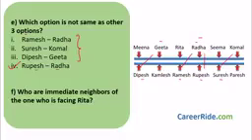Okay, who are immediate neighbors of the one who is facing Rita? Who is facing Rita? Ramesh. Ramesh is facing Rita. Who are immediate neighbors of Ramesh? Kamlesh and Rupesh. This is the answer. Kamlesh and Rupesh. See how easy it is with the diagram. Let's move on to the next sum.